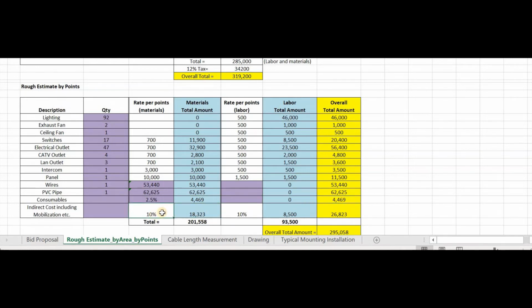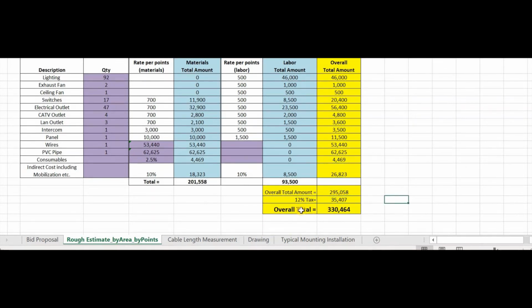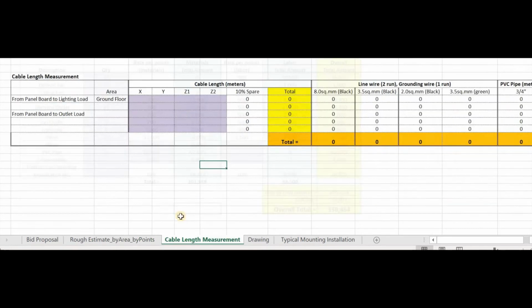For the indirect cost, including mobilization, I have 10%. So 10% of the total material cost, and then another 10% for the labor cost. Then we have this total amount, added with 12% tax, and that is the reason why we have an overall total amount of 330,464. For the wires, if you are not confident here, you can also apply the X, Y, and Z.